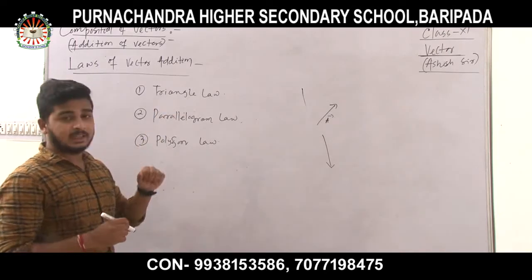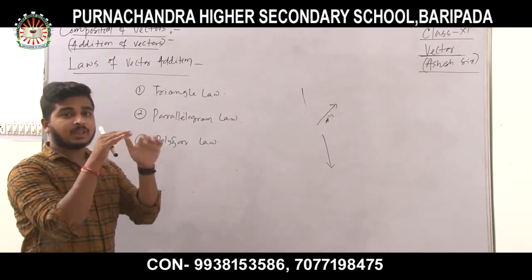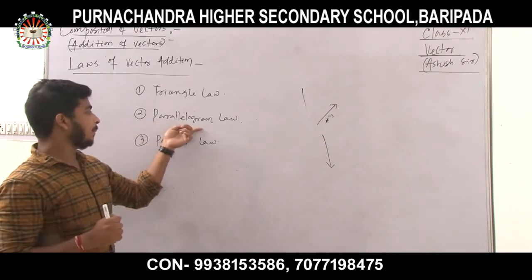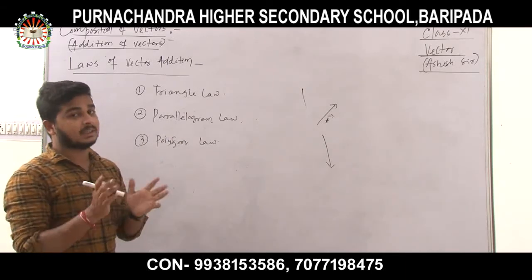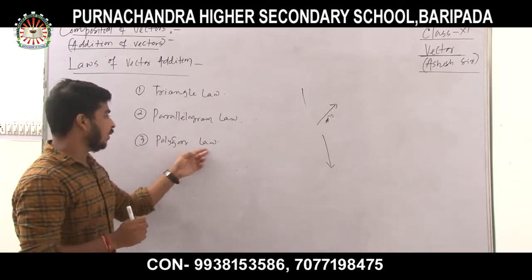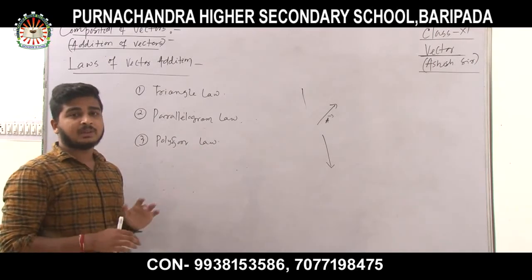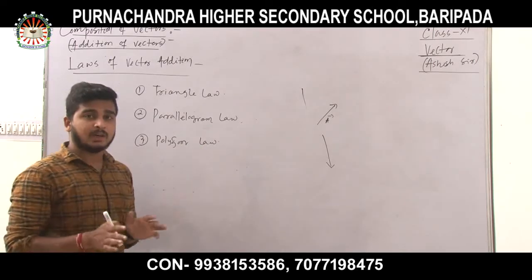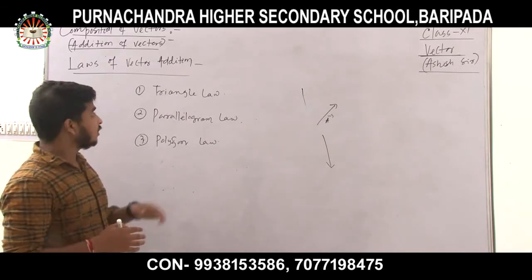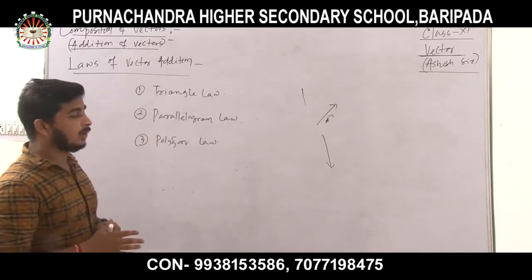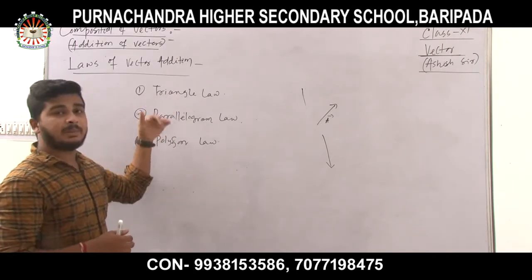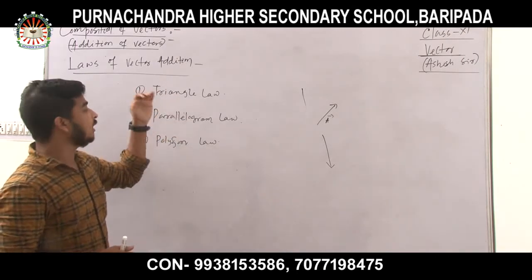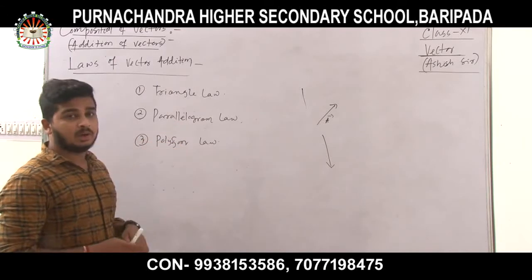So what is a triangle? A triangle is a closed figure made up of three sides. What is a parallelogram? It is a quadrilateral made up of four sides and each side is parallel to the opposite side. What is a polygon? A polygon is a closed figure consisting of many arms. So these are the three types of law that we are going to discuss, and we will discuss how the vector is added in triangle law, in parallelogram law, and in polygon law.